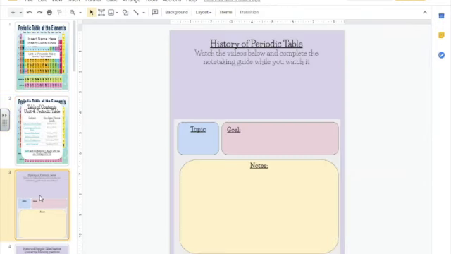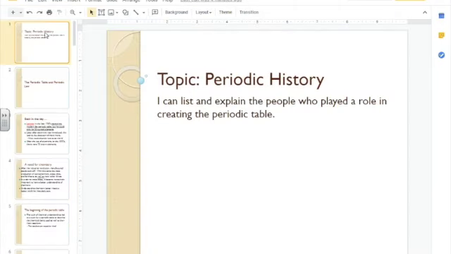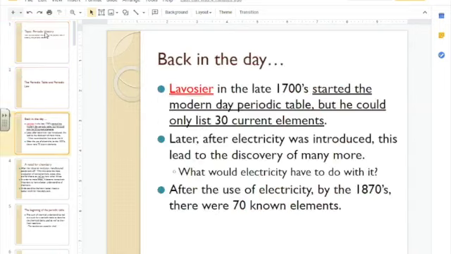So for the history of the periodic table, your topic is periodic history. Your goal is: I can list and explain the people who played a role in creating the periodic table. So first off, Lavoisier in the late 1700s started the modern-day periodic table, but he could only list 30 current elements. So you need to know Lavoisier. He's the one who started making the periodic tables, and he only could list 30 of them.